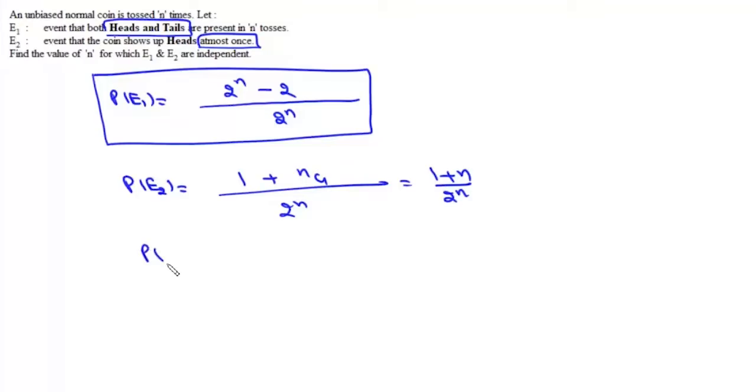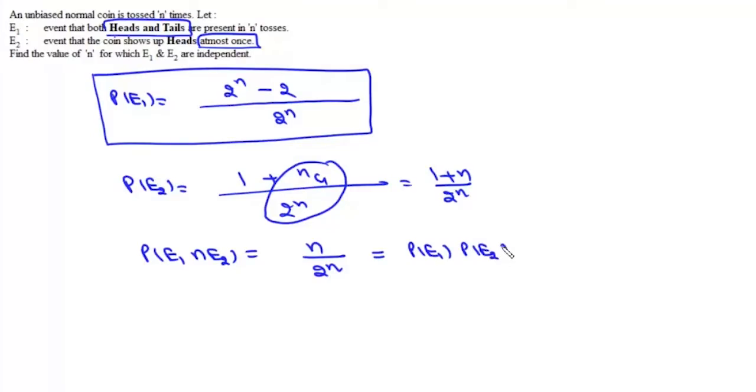Now we'll find this probability of E1 intersection E2. Now probability of E1 intersection E2 is both heads and tails are present in n tosses, and there is at most 1 head. That means we have this common case whose probability is n upon 2 to the power n. Now it says events E1 and E2 have to be independent. We need to find the value of n. Now they'll be independent if P(E1 intersection E2) will be equal to probability of E1 into probability of E2.